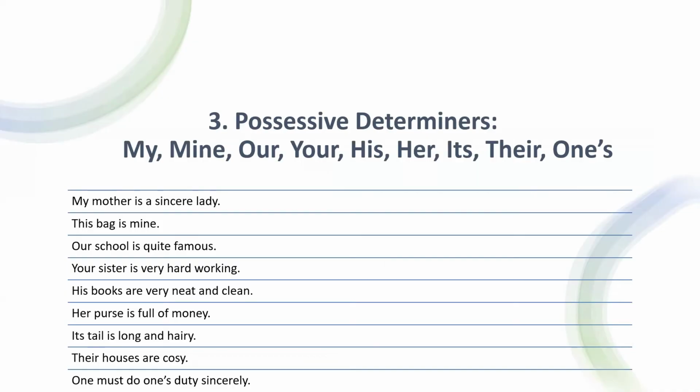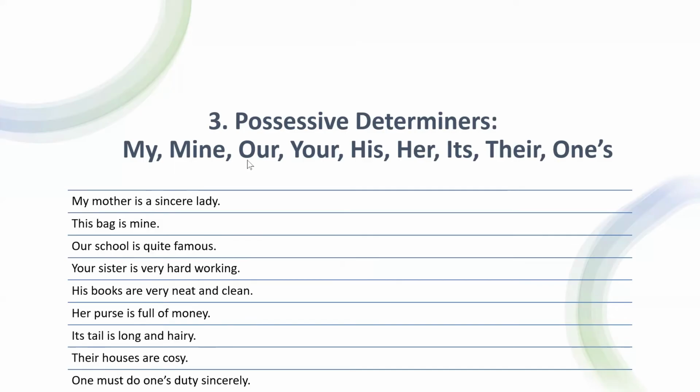Now come to the third one, possessive determiners. And the examples are my, mine, your, his, her, its, their, one's. I'll just read out these sentences and you try to find these words here. You will come to know the use. My mother is a sincere lady. Use of my. This bag is mine. Use of mine. Our school is quite famous.